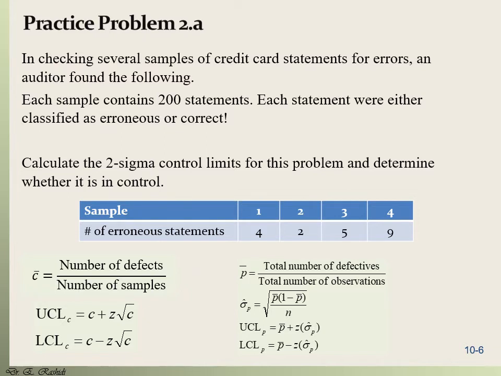This is not a mean chart or a range chart, because this is not a variable. It's not a variable because it's not measurable. The number of erroneous statements, we can count them, but we cannot measure it. So please pause here and try to solve the problem. First, figure out whether this is going to be a C chart or a P chart, and then use the correct formula to compute the upper and lower control limits, and try to see if the process is in control or not. And then after you are done, come back to see the solution.